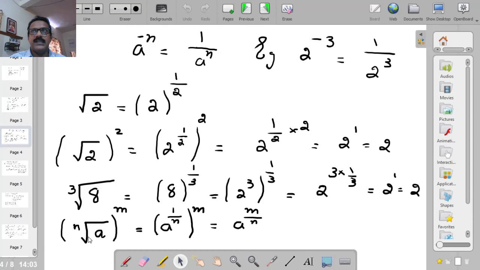The nth root of a is a number x such that x raised to n is equal to a. Then the nth root of a, the whole raised to m, is equal to, we know that the nth root of a is denoted by a to the power 1 over n. So a to the power 1 over n, the whole raised to m, is a raised to m into n, or a raised to x into y. Take this as x and this as y. a raised to x, the whole raised to y, is equal to a raised to xy. So we get a raised to m by n.